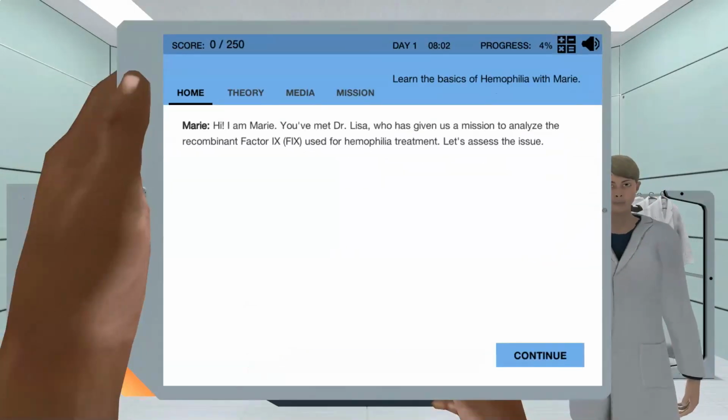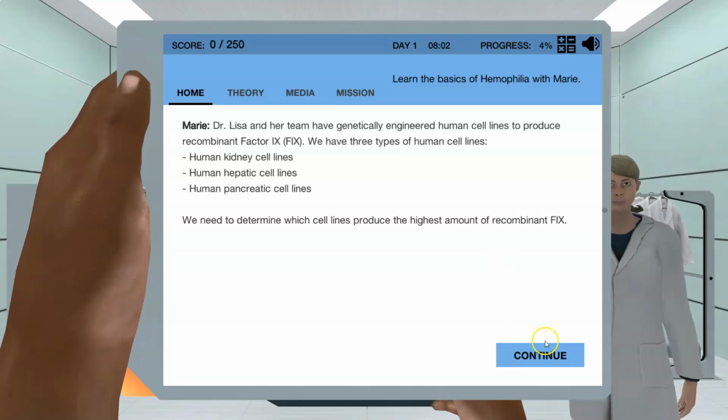Hi, I am Marie. You've met Dr. Lisa, who has given us a mission to analyze the recombinant factor IX used for hemophilia treatment. Let's assess the issue. Dr. Lisa and her team have genetically engineered human cell lines to produce recombinant factor IX. We have 3 types of human cell lines: human kidney cell lines, human hepatic cell lines, human pancreatic cell lines. We need to determine which cell lines produce the highest amount of recombinant factor IX.